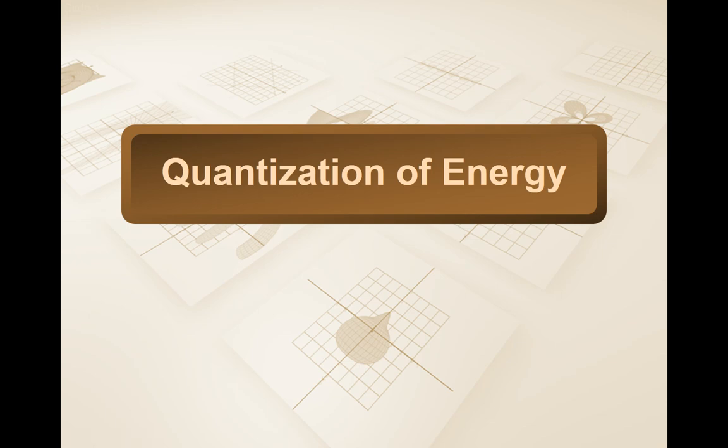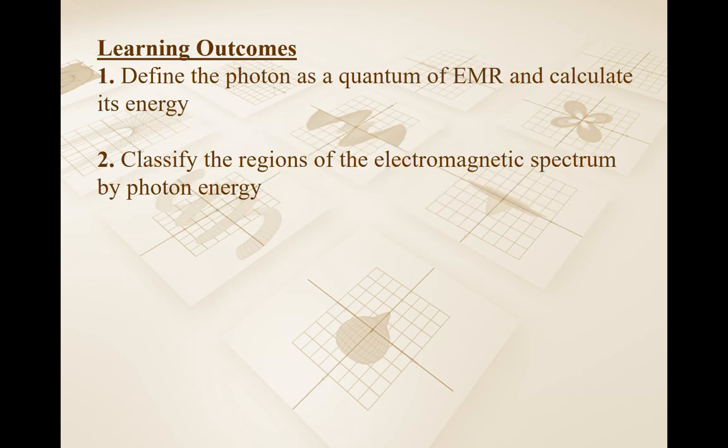Hello again, Physics 30s. In today's lesson, we are going to make the transition from what we call classical physics into the realm of physics known as modern physics. And that is going to occur through the introduction of something called a photon. Our learning outcomes are: one, to define the photon as a quantum of EMR and calculate its energy, and two, classify the regions of the electromagnetic spectrum by photon energy.